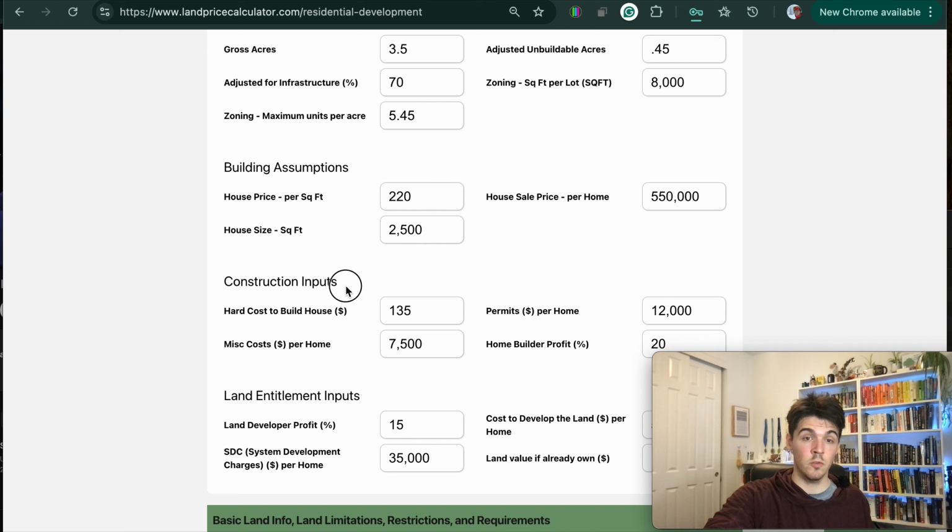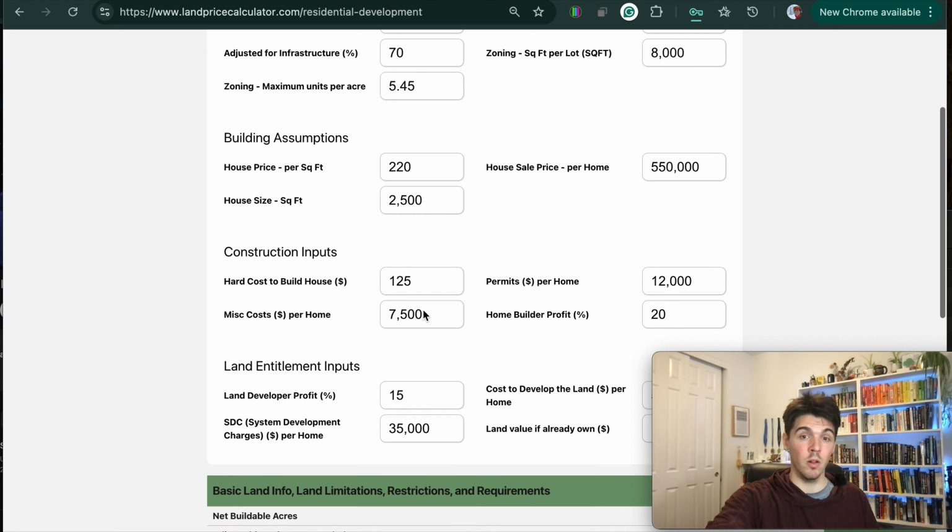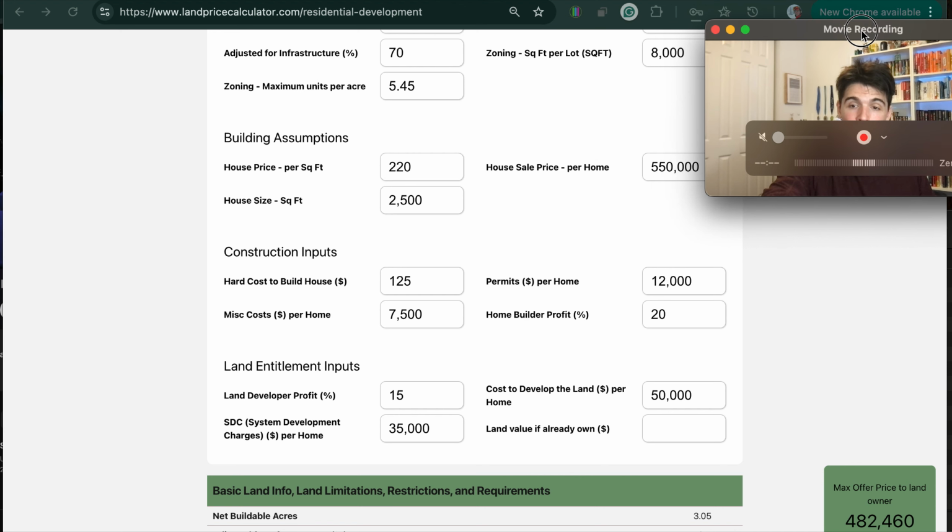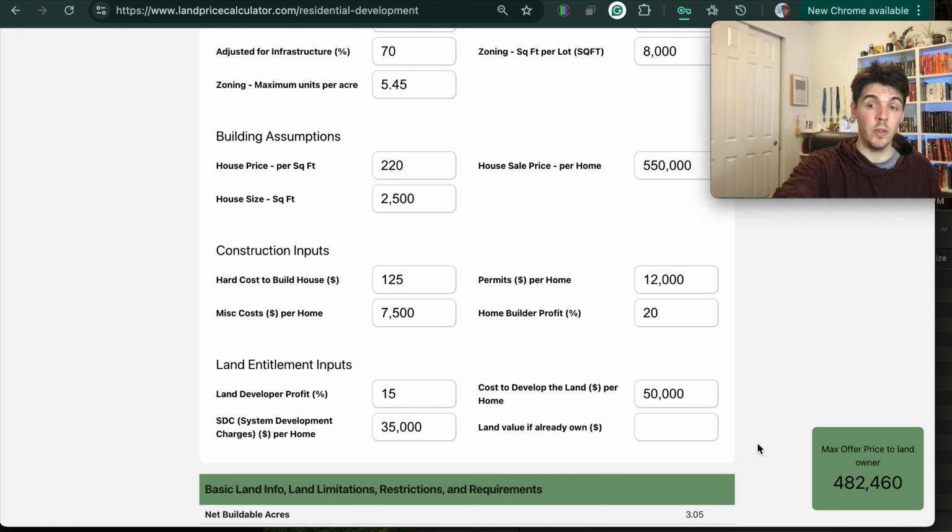Coming down to the construction inputs, what are the hard costs required to build this house? Hard costs are all of the construction costs needed to build a building. That's material and labor. This depends on the area. This depends on how cheap you can get labor. Let's say it's $125 a square foot.